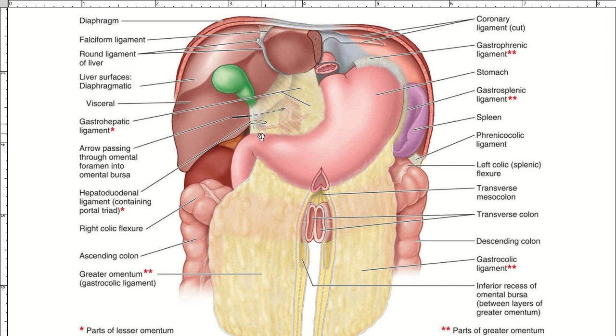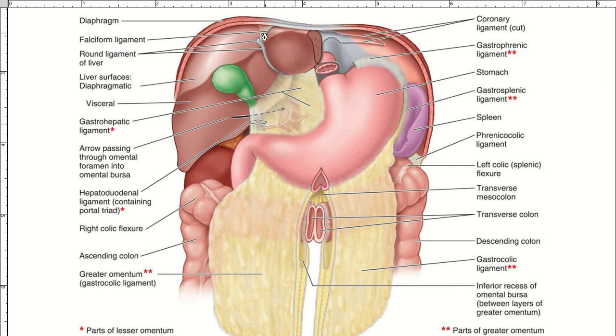The lesser omentum has a free edge right here that is called the hepatoduodenal ligament. It is within this ligament where you find the portal triad, which is your portal vein, your hepatic artery, and your bile duct. That will be extending from the first part of the duodenum to the what? To the liver. And then from the liver, you're going to have some part of the ventral mesentery attaching the liver to the anterior abdominal wall. That is what you call the falciform ligament.